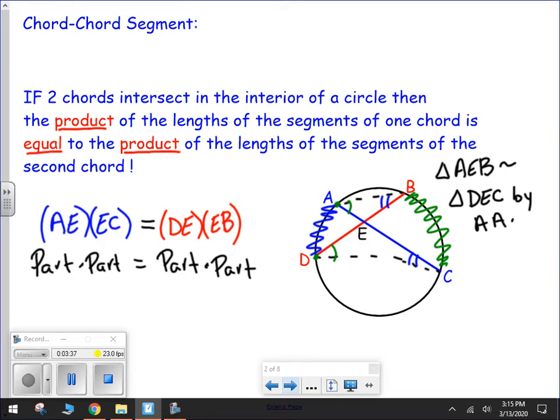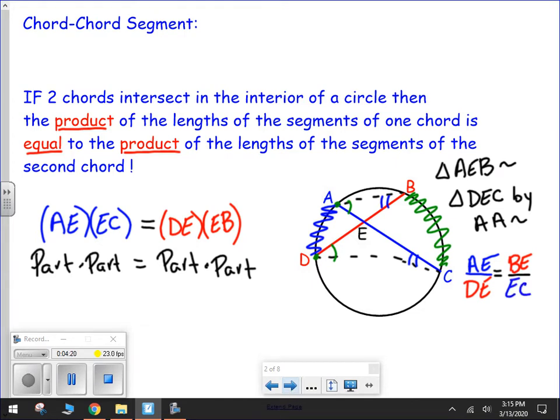And if you remember from our similarity unit, if I have two triangles that are similar, that means their sides are proportional. And I can set up ratios and set them equal to each other and solve for missing values. So I can set up AE over DE, because they are corresponding sides of the two triangles. And that's going to be equal to BE, because they're from the same triangle. AE and BE are from the same triangle, over its corresponding side, EC.